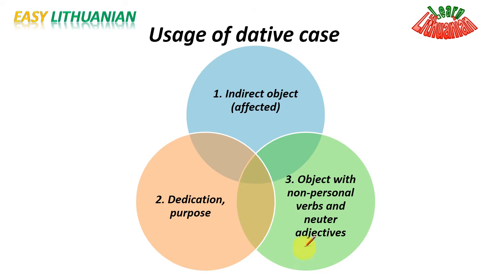Or man gražu, it is nice for me, or it looks nice for me. Or man šalta, it is cold for me. Or man karšta, it is hot for me. So these are the neuter adjectives, meaning it is something and for someone.